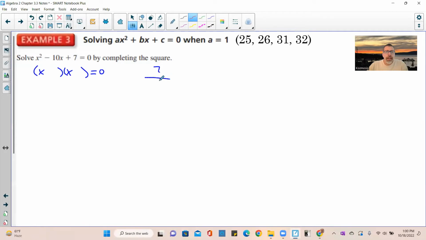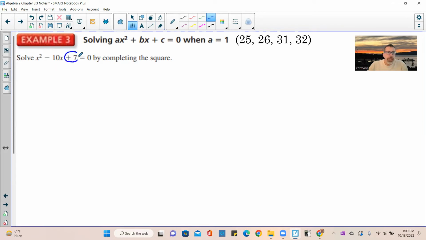So when you do a factor tree for 7 or a factor table, it's 1 times 7, 7 times 1, and that's it because 7's prime. When you add those two, you get 8, not 10. So these are not integer solutions. So we can't do it that way. And that's why we have to complete the square. So here's what we do.